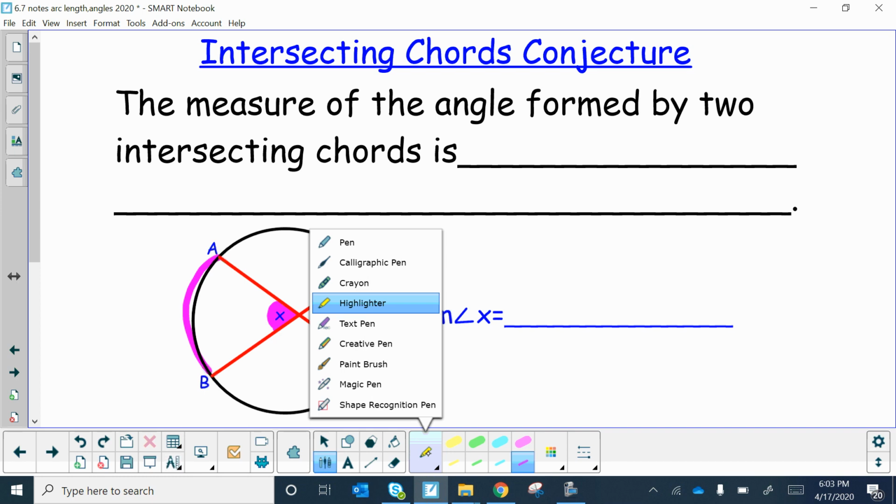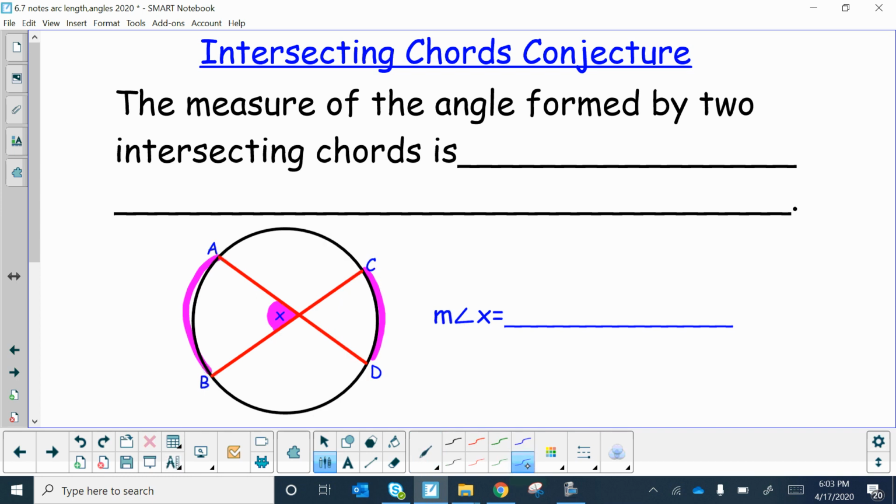Okay, and the reason it's related to those two is because remember these are vertical angles, so those two are going to be the same. Okay, that's X amount of degrees, and that's X amount of degrees, and they're related to both of those arcs. How are they related? By this formula right here. It's going to be 1/2 times the measure of arc AB plus the measure of arc CD, like that.